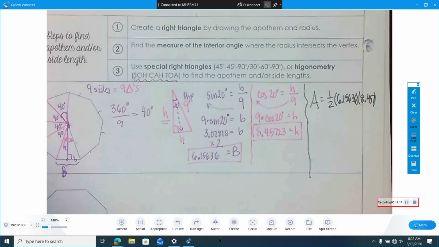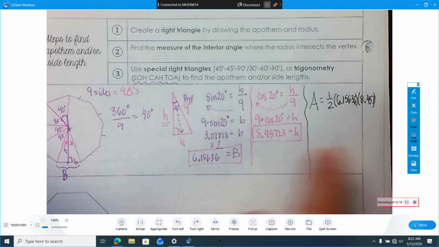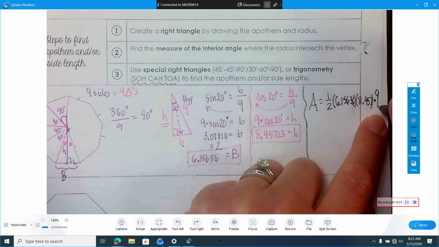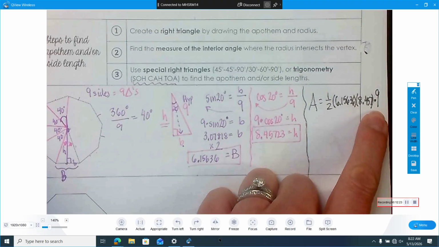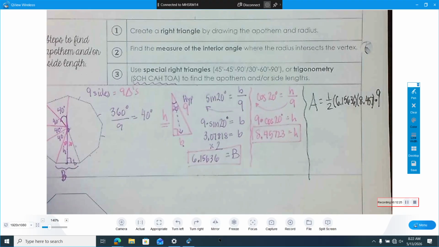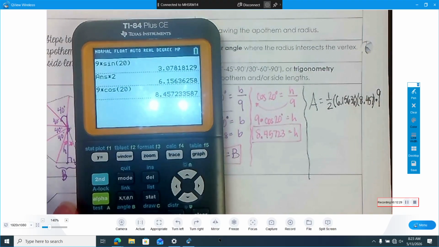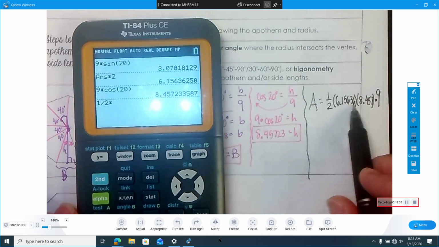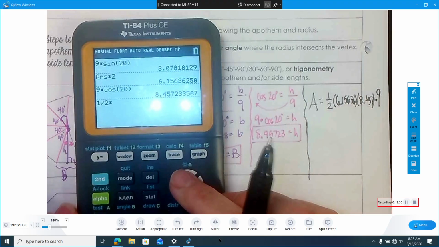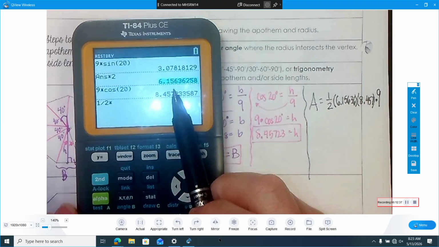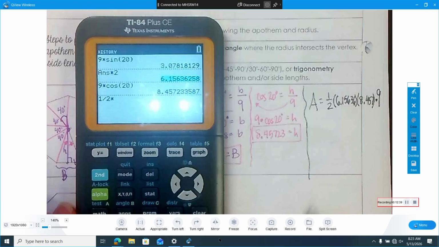How many triangles do we have? 9 triangles. So times 9. I squeezed it right in there. Okay? So 1/2 base times height times the number of triangles. So I'm going to use my calculator. So 1/2 times my base number was the 6.1536. I'm just going to pull it from above. So go up and highlight it and then hit enter.